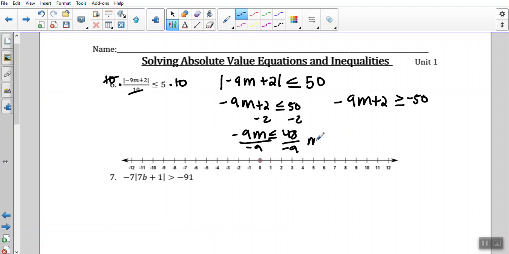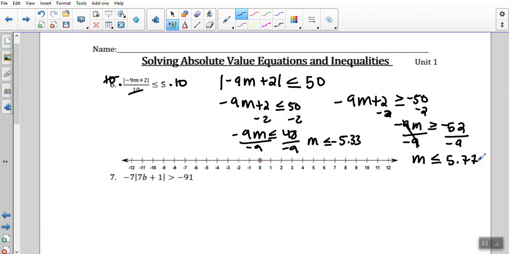I believe this is a fraction. 48 divided by negative 9 is, yep, negative 5.33. That's okay. And then here, subtract 2, subtract 2. Alright, so I subtracted the 2 and I got negative 52. Then I'm dividing by negative 9. So remember that when you're dividing by a negative number, we have to change the sign again. So 52 divided by 9 is 5.77.